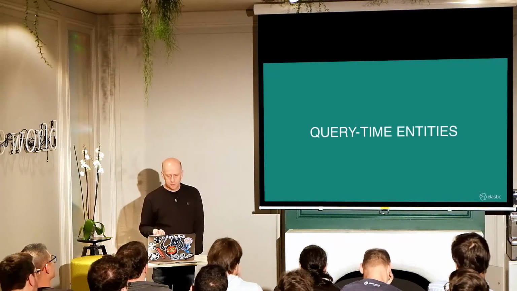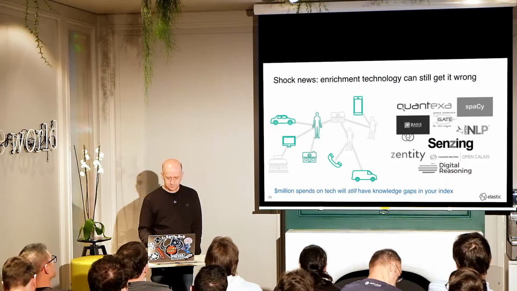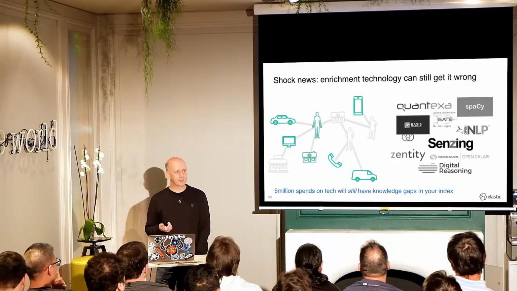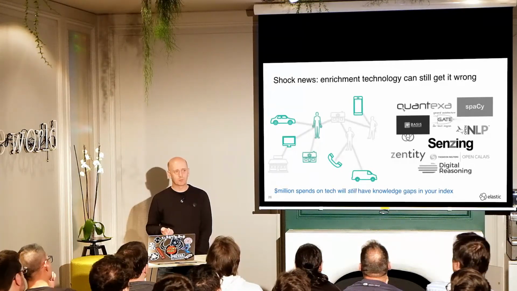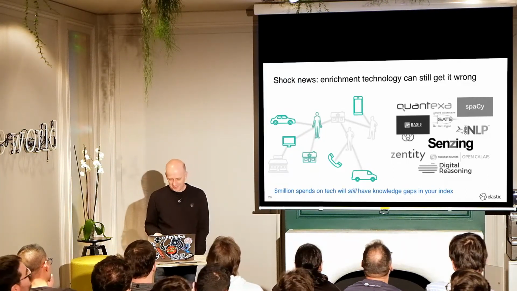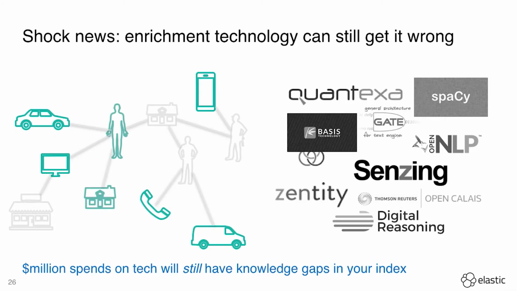Finally, we'll move on to what I call query time entities. I've talked about a number of different technologies that are out there: named entity recognition tools, ID chaining tools, things like Quantexa and Zentity. You can spend a lot of money on these technologies or try and build them yourself, and the reality is they will still get it wrong. That's just technology. We work in technology, we know this, right? That's why we don't trust people to wire up our houses to the internet, because we know technology goes wrong.